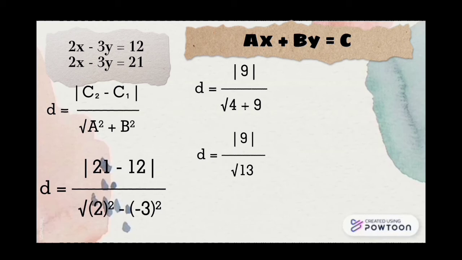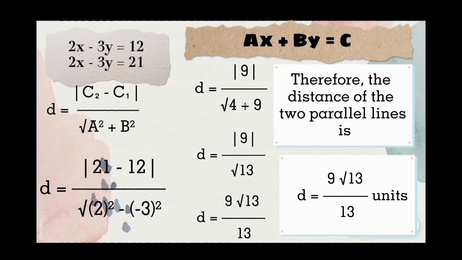It must be a rational denominator. So our answer is 9 square root of 13 over 13. Therefore, the distance of the two parallel lines is 9 square root of 13 over 13 units. You need to put some units because we're dealing with distance. That is how you solve for the distance using the formula.